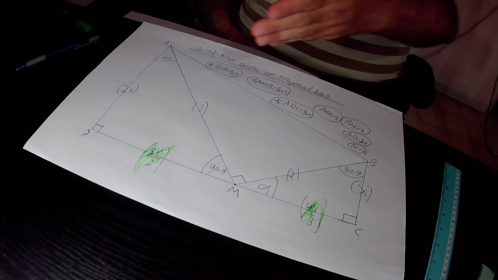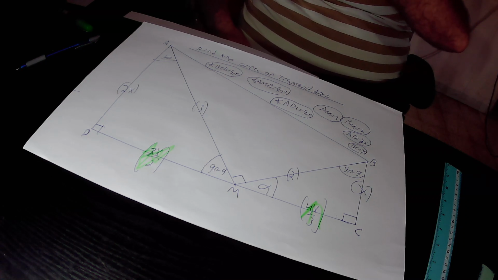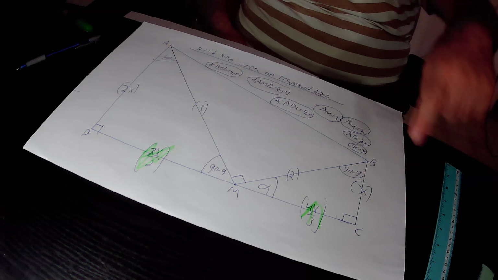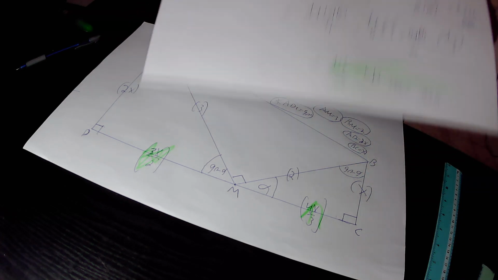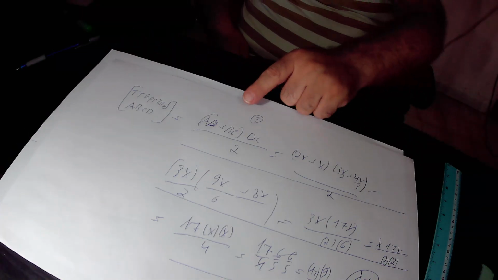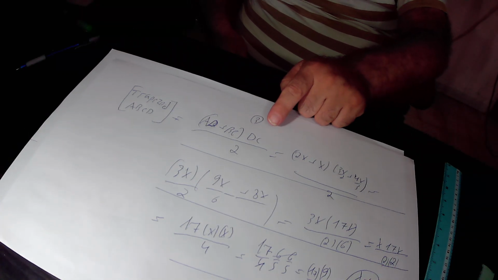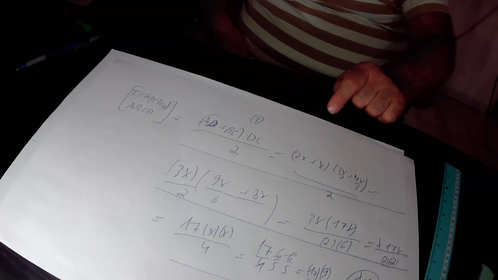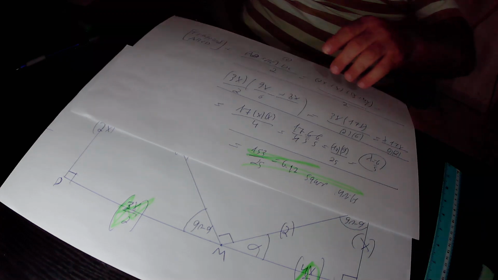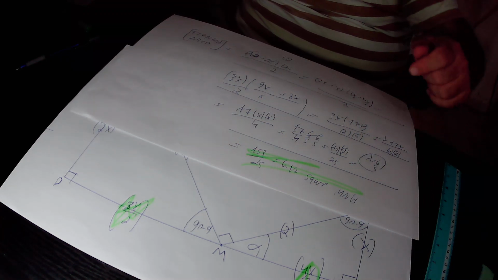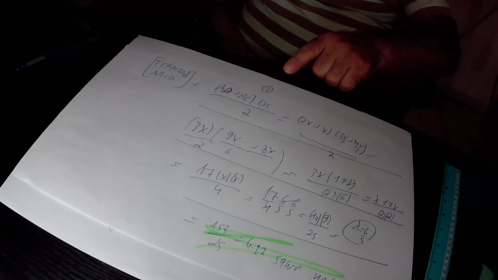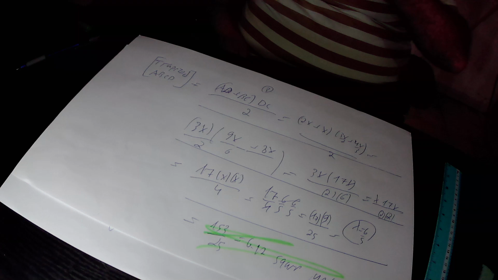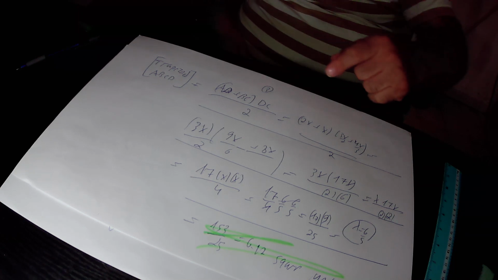So in total, the area of this trapezoid ABCD equals the sum of its two parallel bases, that is AD plus BC, times the height DC over 2. AD is 2x, BC is x, and DC in total equals 3x over 2 plus 4x over 3, all divided by 2. 2x plus x is 3x.